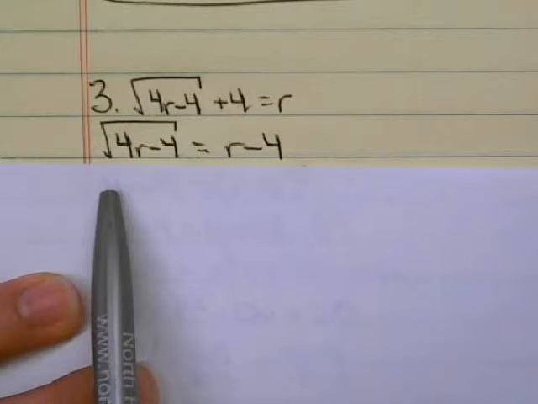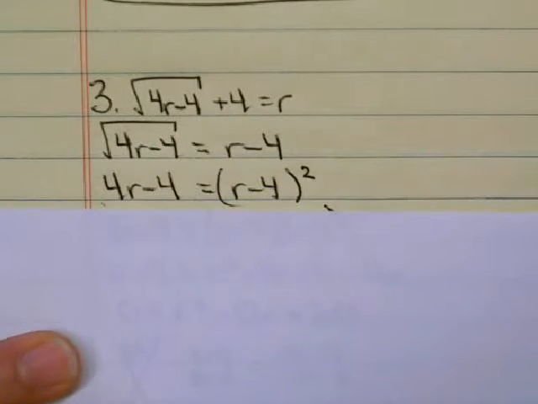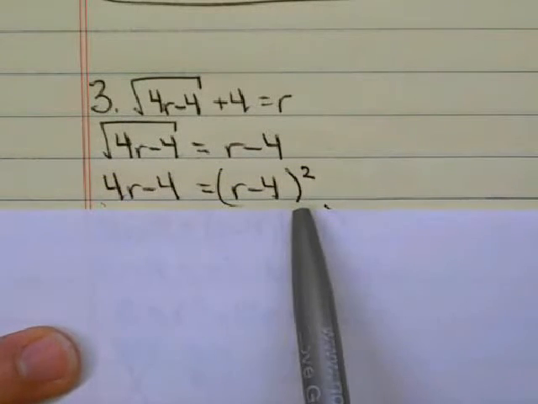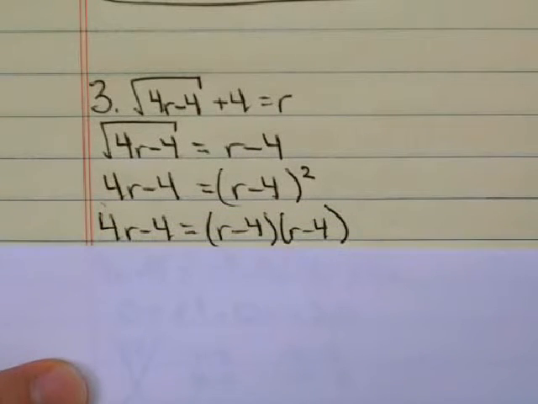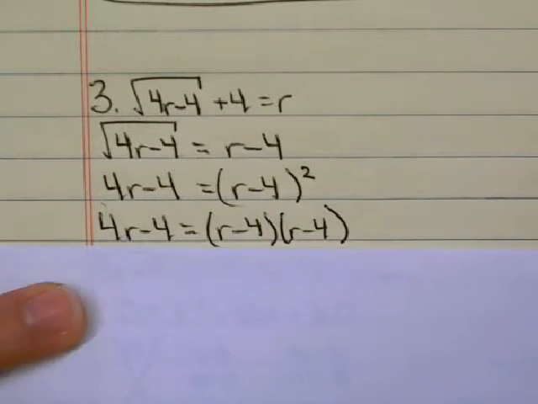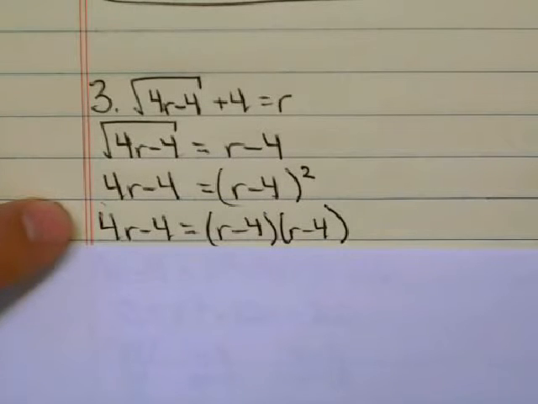And then now that I have a radical, I have to square both sides to get rid of that radical. And again, when I square something, I multiply it by itself, so that means I have to write it out twice. So I have r minus 4 times r minus 4, and that equals 4r minus 4. Notice I haven't done anything with the left side here yet.